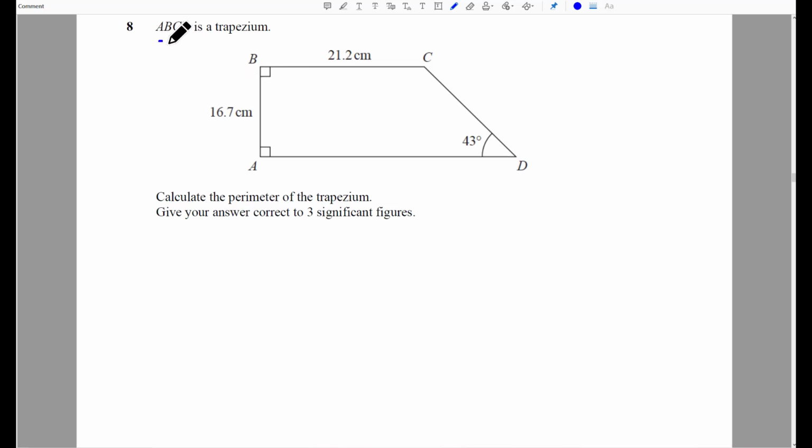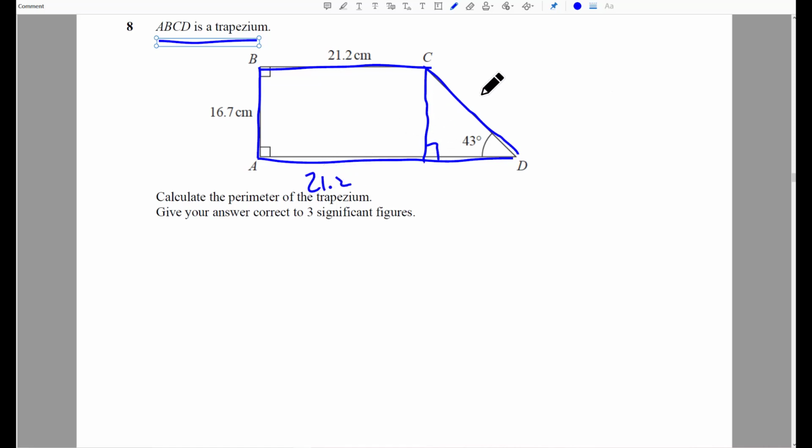8. We've got a trapezium here, it's a right angled one. It says calculate the perimeter, so this is the outside of the whole shape. Everything in blue here. So, got to use a bit of problem solving skills. I can make that a rectangle here. This is going to be a right angle. So I know this bit is 21.2. Now I need to know this side and this side. Can you see it's a rectangle, so this is 16.7.